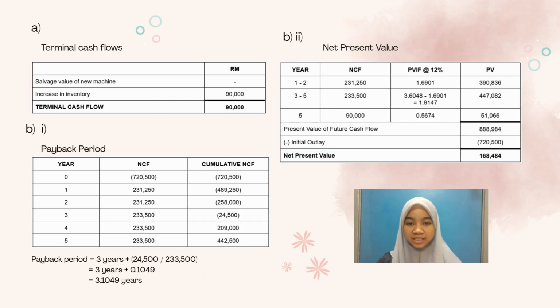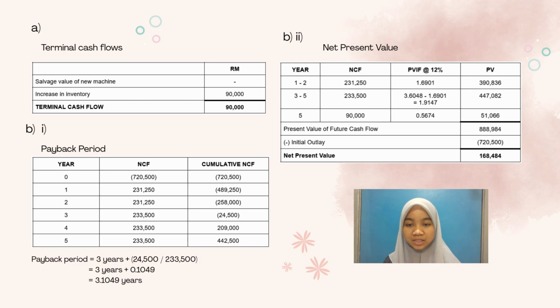My name is Alisha Hadija and I will be explaining the method to calculate terminal cash flow, payback period and net present value. Terminal cash flow is the last stage of project cash flow. To calculate it, we need to add up the salvage value of the new machine and the increase in inventory. But since there is no salvage value for the new machine, our terminal cash flow is 90,000 based on the amount of increase in inventory. We move to question B1 where we need to calculate the payback period. Payback period measures how quickly the firm can recover its initial outlay. It is the number of years needed for a project to return its initial investment.